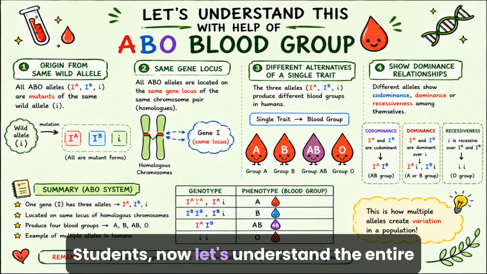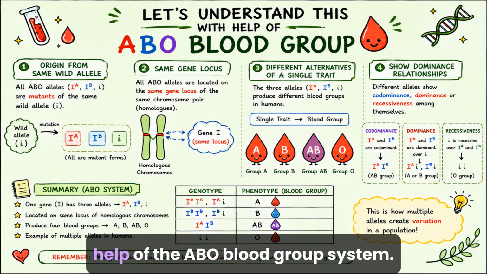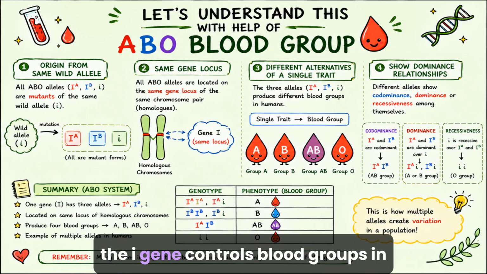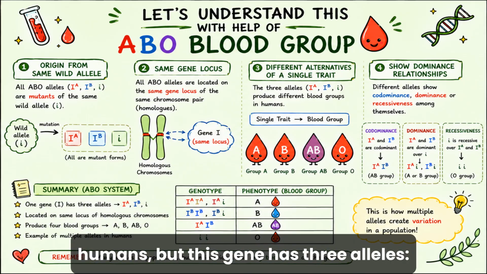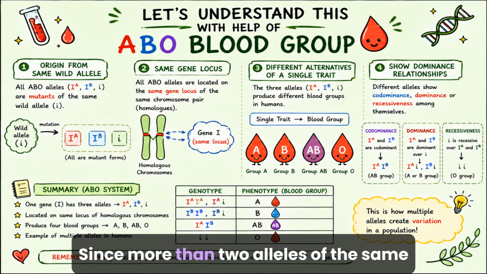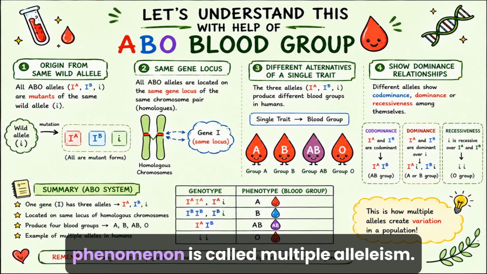Students, now let's understand the entire concept of multiple allelism with the help of the ABO blood group system. First, remember that a single gene, called the I gene, controls blood groups in humans, but this gene has three alleles, IA, IB, and i. Since more than two alleles of the same gene exist in the population, this phenomenon is called multiple allelism.